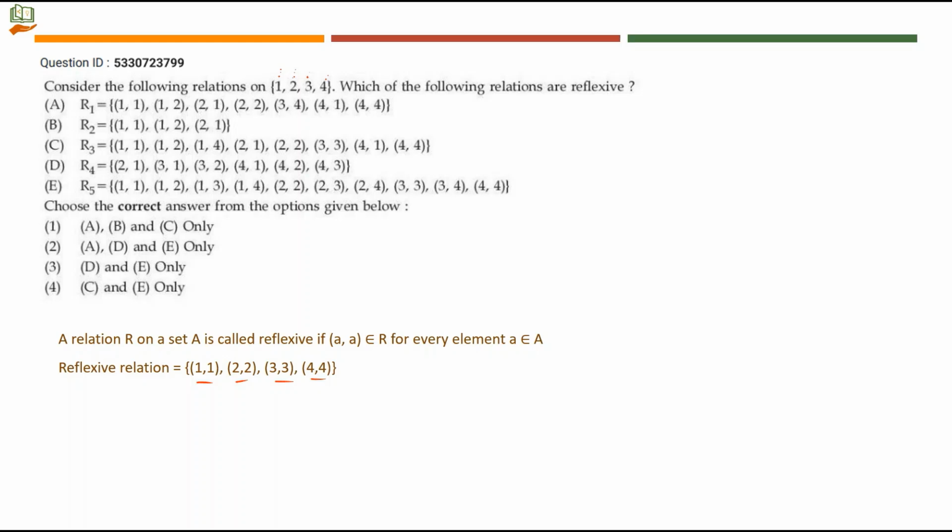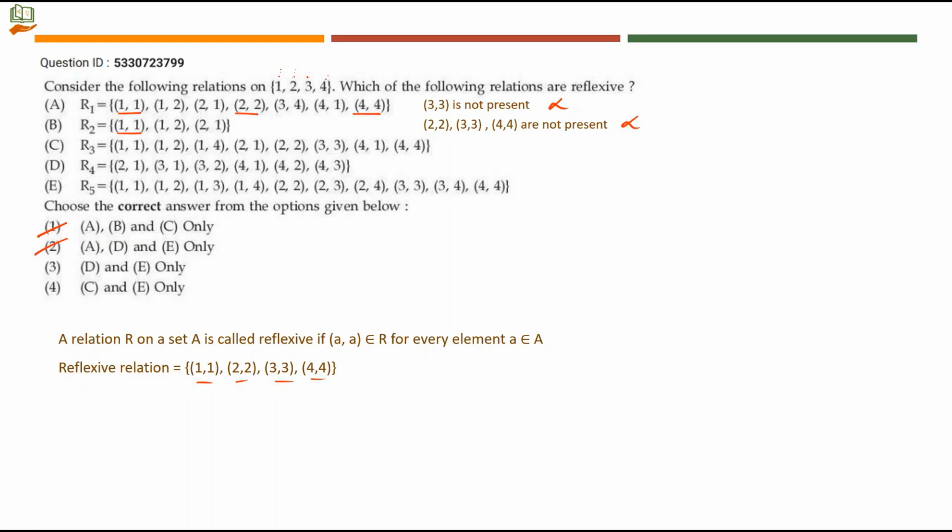Let's check for A. We have (1, 1), we have (2, 2), we have (4, 4). But (3, 3) is not there. So this relation is not reflexive. What about B? We have (1, 1) alone, (2, 2), (3, 3) and (4, 4) are not present. So we will rule out even B. When you rule out A and B, two options will go.